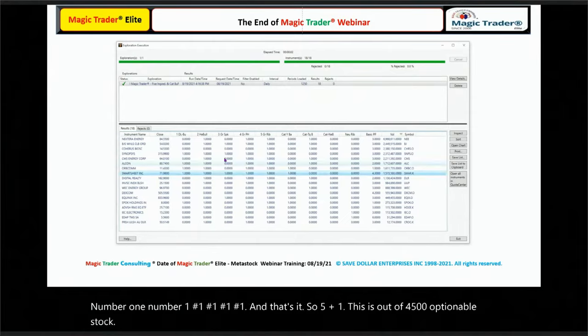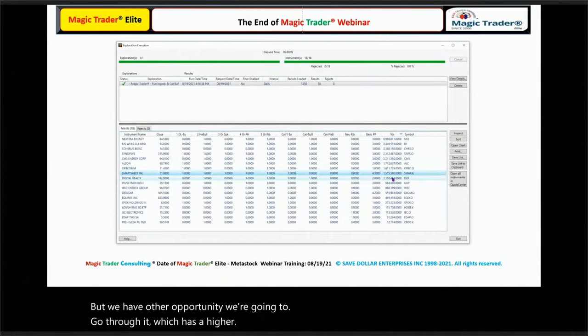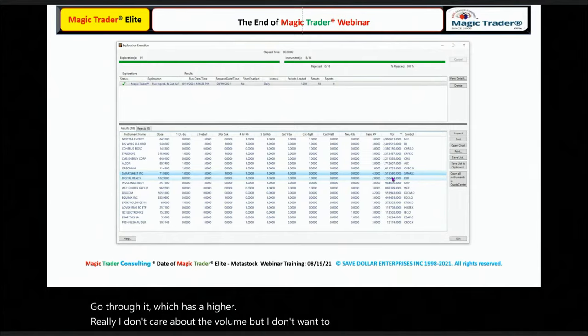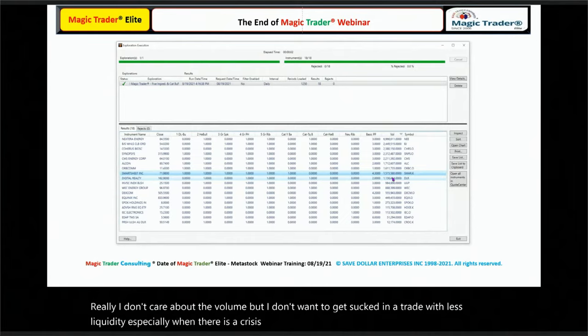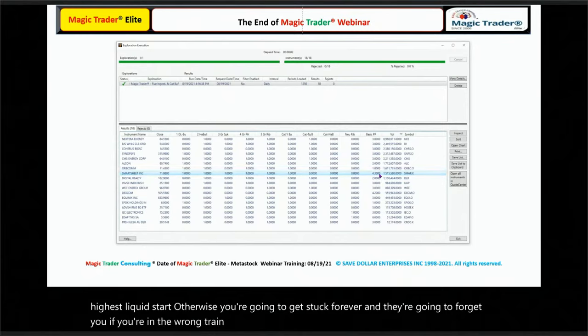But we have other opportunities, which we're going to go through, that have a higher volume. Really, I don't care about the volume, but I don't want to get sucked into a trade with less liquidity, especially when there is a crisis going on in the market. So you want to stay with the most liquid stocks. Otherwise, you're going to get stuck forever, and they're going to forget you if you're in the wrong trade that you then have to walk through yourself.